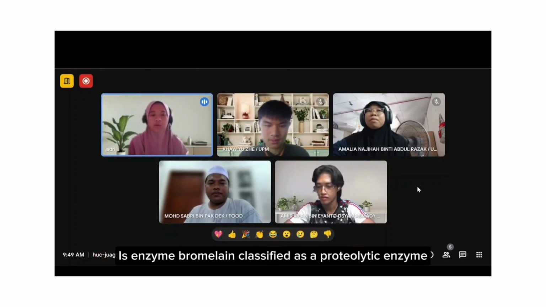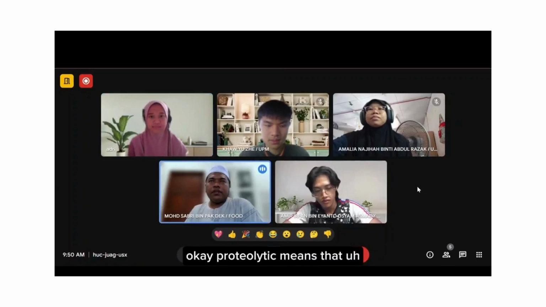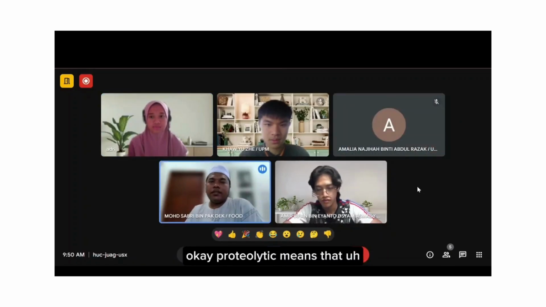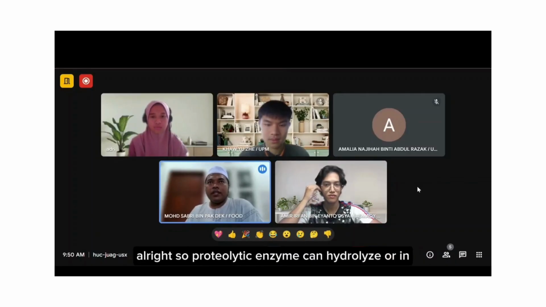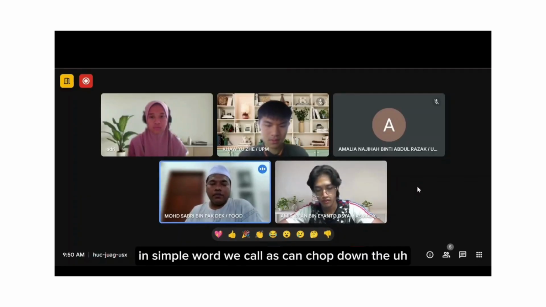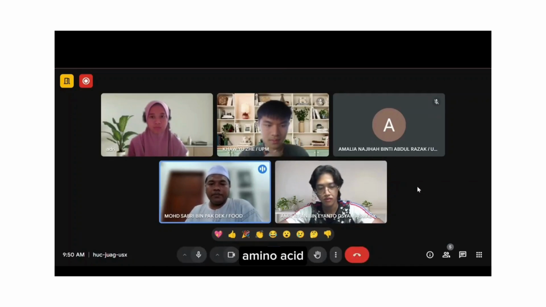So, is enzyme bromelain classified as a proteolytic enzyme? And what does proteolytic enzyme mean? Okay, proteolytic means that it can digest the protein. As we know, protein is derived from a polymer of amino acid, right? So proteolytic enzyme can hydrolyze, or in simple words, chop down the big protein molecule into the monomer, which is amino acid.